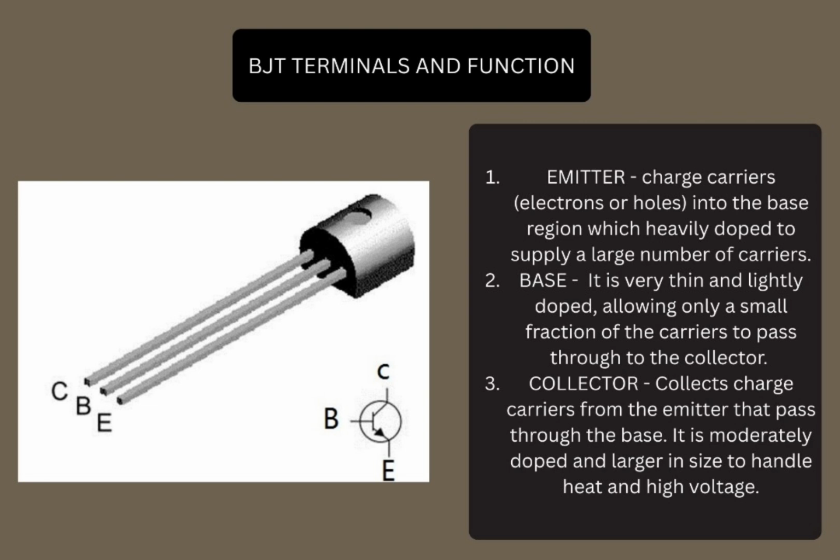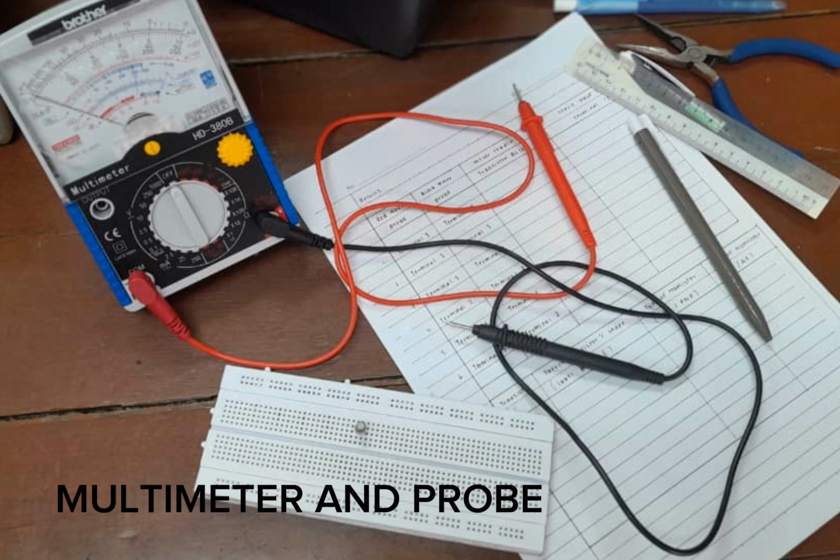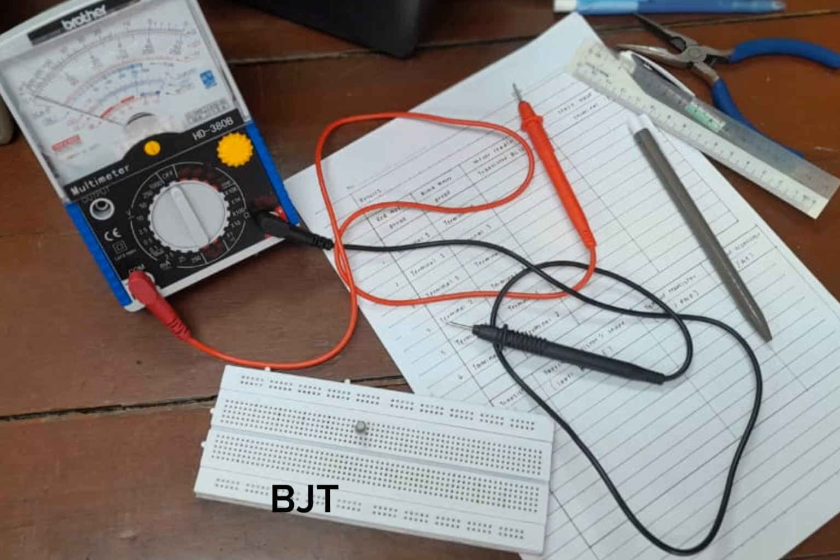Finally, the collector collects charge carriers from the emitter that pass through the base. It is moderately doped and larger in size to handle heat and high voltage. In simple terms, the emitter sends current, the base controls current, and the collector receives current. That's all for the function of each terminal. Let's learn how to find the three terminals by using a multimeter.